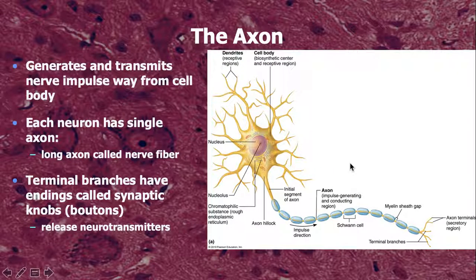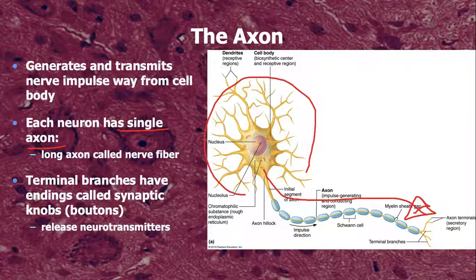Now, next is the axon. The axon is what's making our action potential. It generates and transmits the action potential, and it transmits it away from the cell body. So it takes all that information that the dendrites brought in, synthesizes it, and now decides, what should I do? And it sends that signal out away from the cell. Each neuron is going to have a single axon. So we said there could be many dendrites up here, but there is only one axon that comes off.